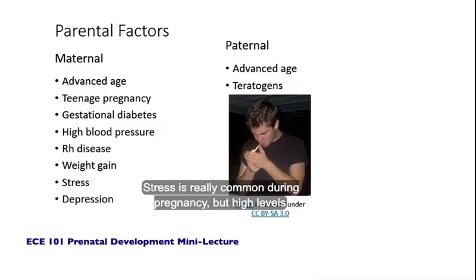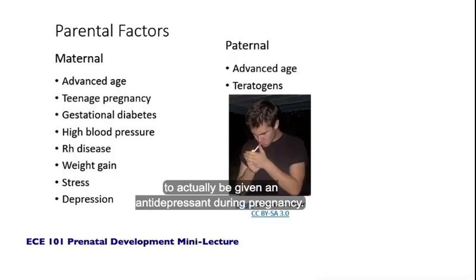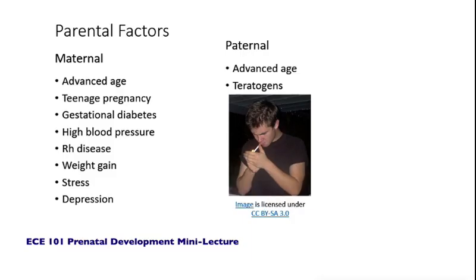Stress is really common during pregnancy, but high levels of stress can cause premature delivery or a low birth weight baby. And again, that causes issues and risks for them. Depression is also a risk factor, and that has to do with your genetic predisposition. So if you're more likely to experience depression outside of pregnancy, you're also more likely to experience depression during pregnancy. And about 13% of women need to actually be given an antidepressant during pregnancy. And you need to make sure that the antidepressant you're on is safe for pregnancy.